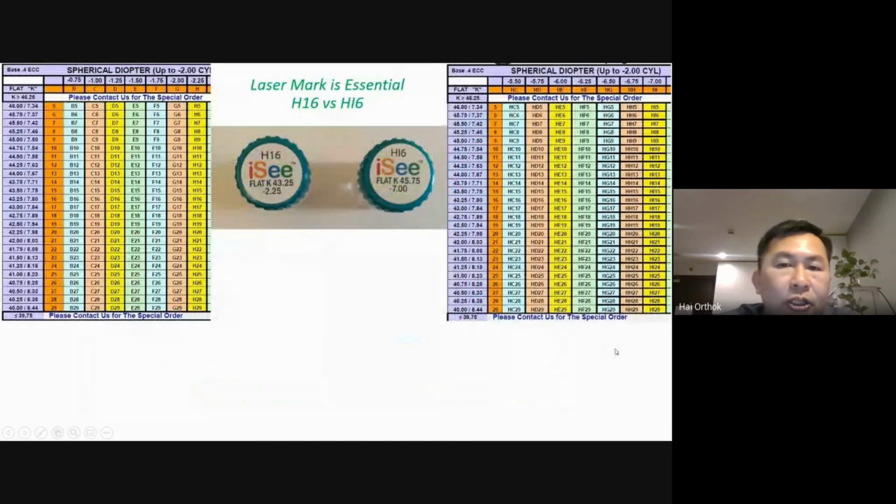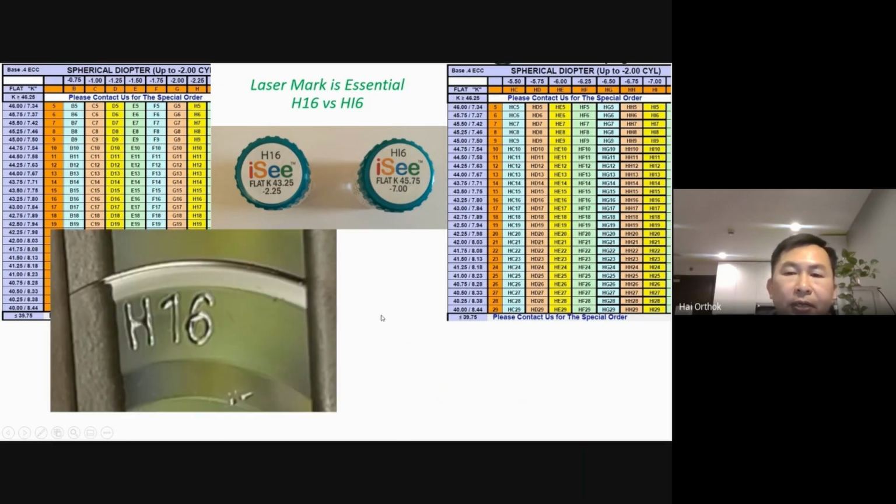The laser mark on the Autokeratology Firewall and IC lens is very important because we know if we are fitting a correct lens on the eye. And we also know if the laser mark reflects the correction. For example, H16 is only 2.5 diopter, 2.25. SI6 is actually minus 7 diopter. So we have to review the laser mark on the treatment of the autokeratology before we troubleshoot the lens.